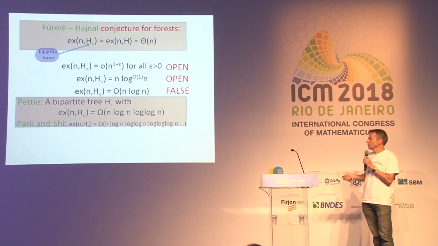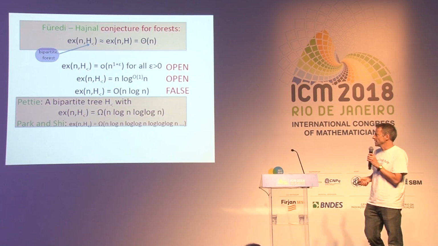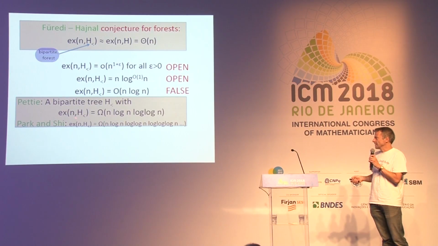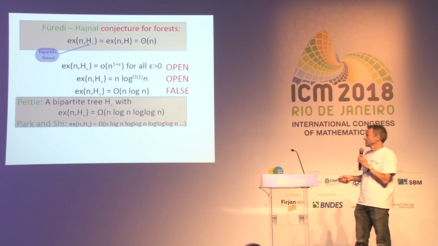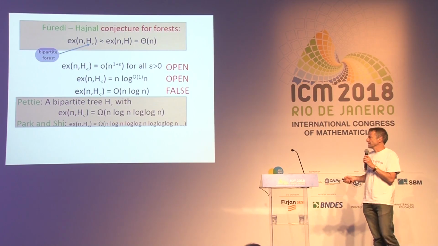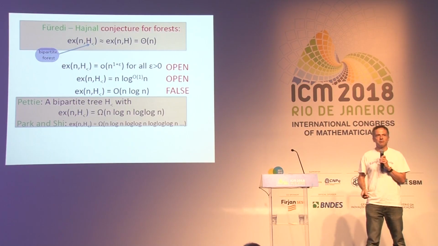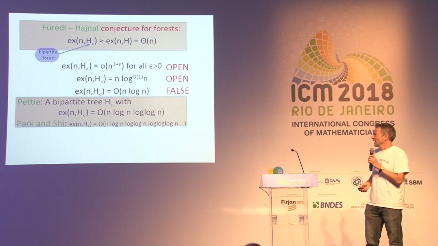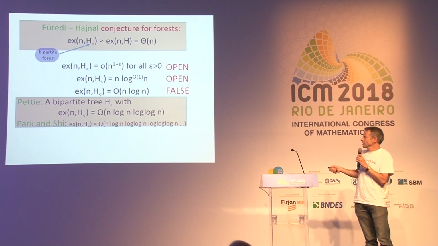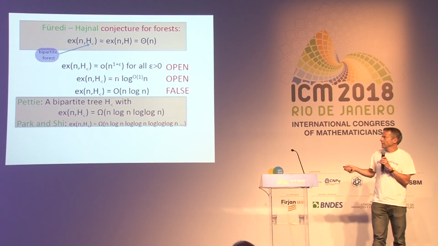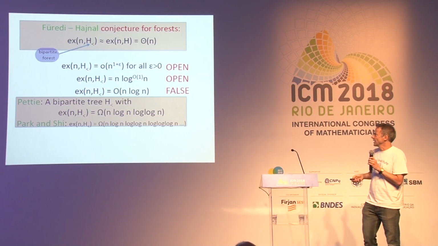It was n log n log log n, and later it was improved on by Park and Chi, and they constructed other bipartite forests where the extremal function is at least n times log n times log log n times log log log n, and you can add more logs. But this is very weak. Not just n times polylog n is open, n times log squared n is also possible as an upper bound.